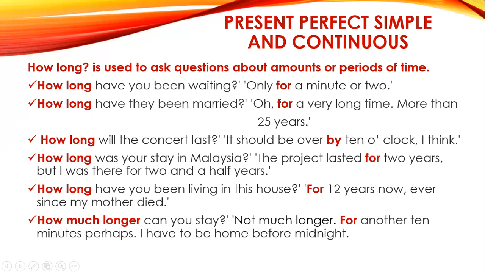Okay, so the last aspect I would like you to pay attention to is that in most of these questions starting with how long, to ask about amounts or periods of time, if you analyze the answers, all the answers use for. Why? Because if you're asking for a period of time, it's common that you answer with for, which is the preposition that gives you the period, the amount of time you have been doing something, okay?